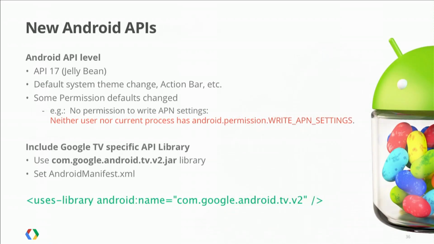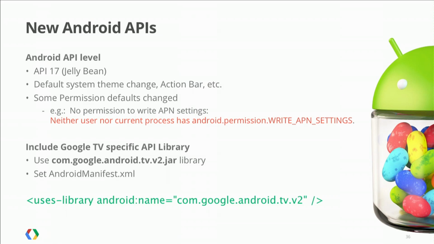So let's see Android APIs. A few developers who have created apps for the current generation Google TV have noticed that with the update to Jelly Bean, some of the fundamental Android permissions have changed. For example, Android introduced additional permissions to access your APN settings. We also have a new version of the Google TV specific API library. So if you have an app that runs on Google TV Honeycomb and you want to bring it to Google TV Jelly Bean, pay attention to some of the differences in the Android platform.